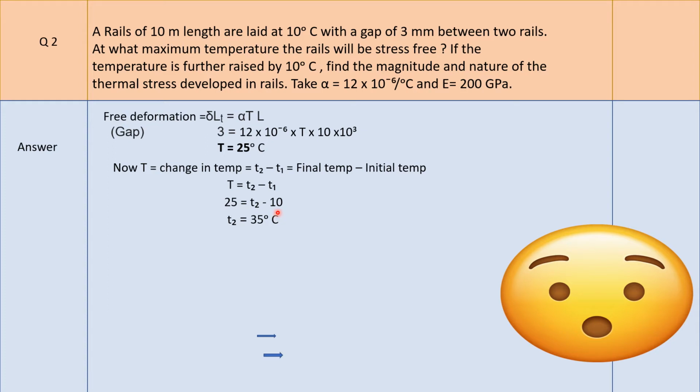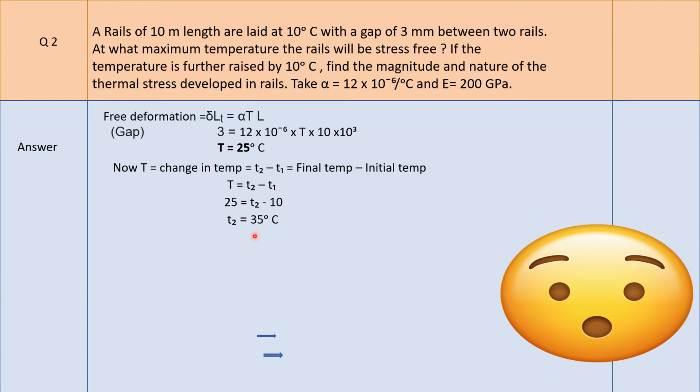So from 10 degrees, when the temperature reaches 35 degrees, that is a change in temperature of 25, the expansion of the rails will be 3 mm and there will be no gap. But up to 3 mm extension of the rails, or up to 35 degrees Celsius, the rails will be stress free, because we are allowing the deformation. Now if the temperature is raised further by 10 degrees, find the magnitude and nature of the thermal stress developed in the rails.